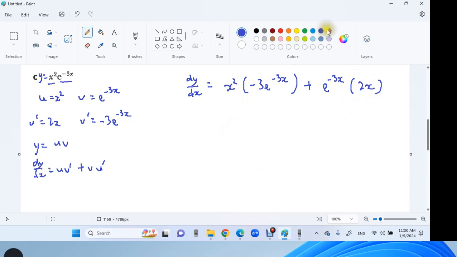So we can factorize x e to the power negative 3x. Then what we have will be negative 3x plus 2. You can see that this and this factorize, and then x squared factorize. So the x squared here is actually x times x. Then the negative 3 is here and the 2 is here.